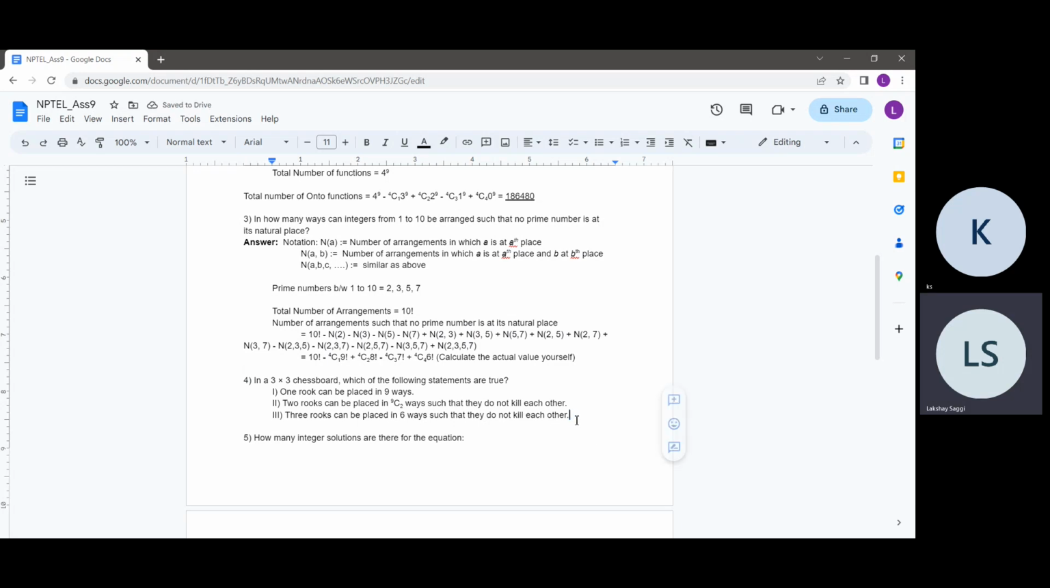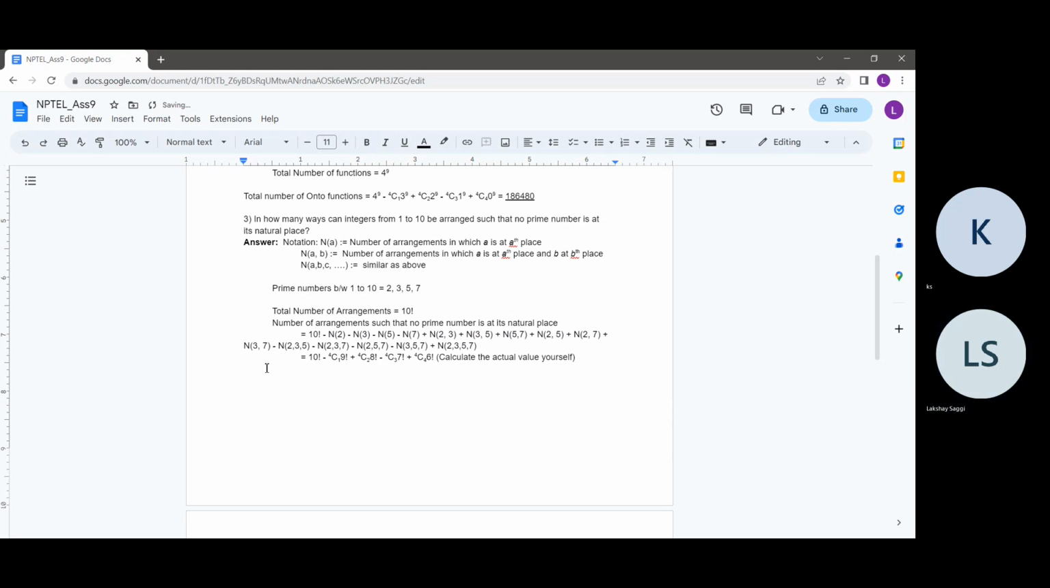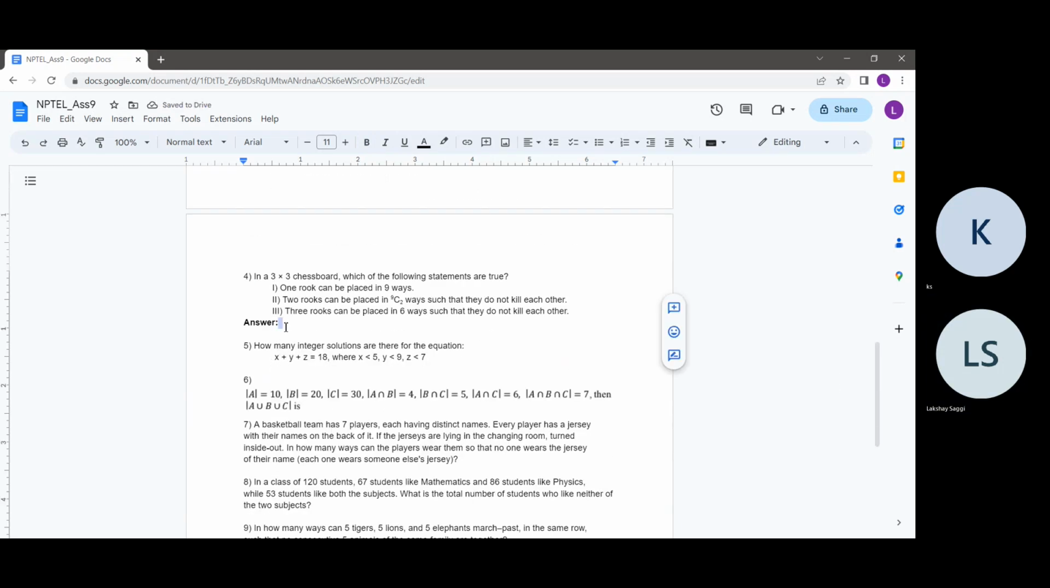Now let's go to the fourth question. I'll just put it on a new page. It says that in a 3x3 chessboard, which of the following statements are true? One rook can be placed in 9 ways. Maybe I'll go statement by statement.